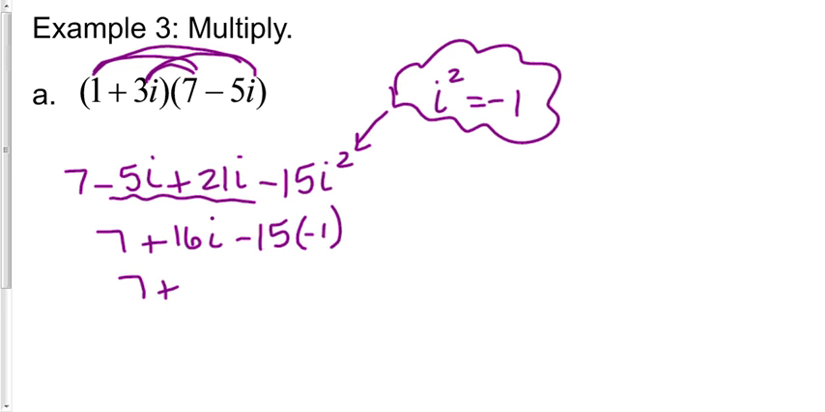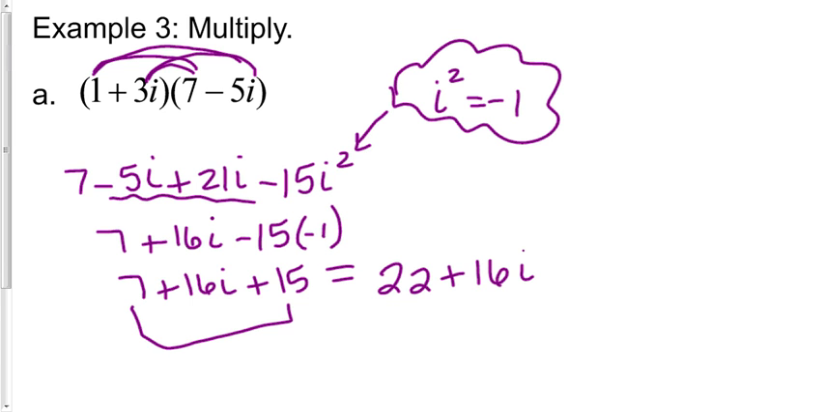So 7 plus 16i, this will become plus 15, really equals, I'm going to put together my real numbers, 22 plus 16i. And again, you want to make it in this order so that the real part is first and the imaginary part is second, so that it's in that standard form a plus bi. So 22 plus 16i. When you do these operations with two complex numbers, you're going to get a complex number as your answer with a real part and an imaginary part most of the time, unless an imaginary number would cancel out.